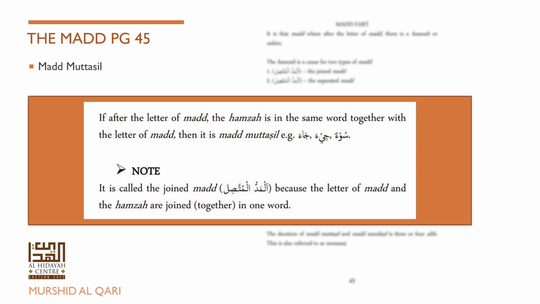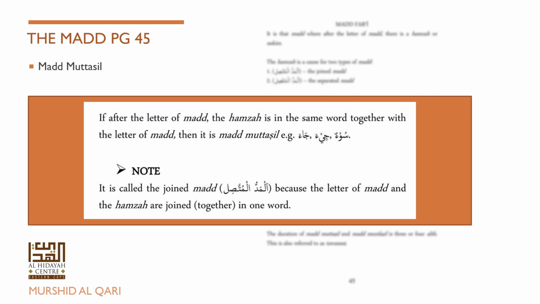If after the letter of mad, the hamza is in the same word together with the letter of mad, then it is mad muttasil. So muttasil, joined. We should also mark or highlight the same word with the letter of mad. If you look at the examples, ja'a, ji'a and su'un, these are all one word, single words.